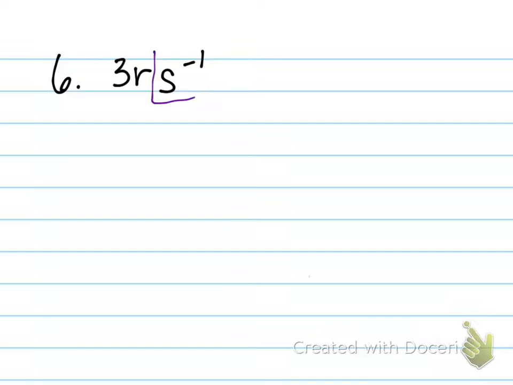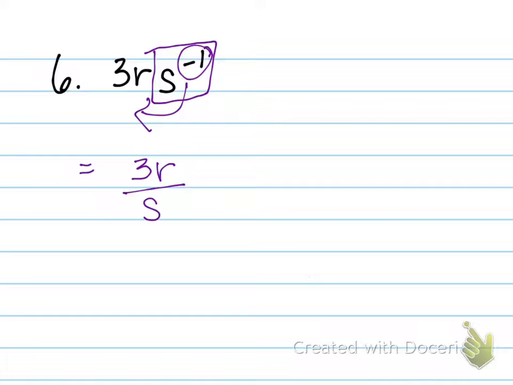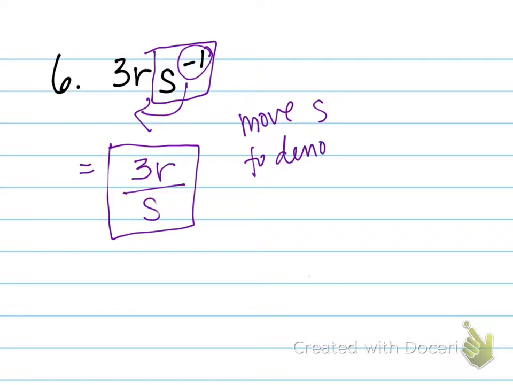Number 6, same thing. Here's a negative exponent, so I'm going to move it to the denominator. And I can write this as 3r over s. S to the 1st power. You don't have to write the 1st power. Just going to erase that. You can just leave it like this. So when I move s to the denominator, it becomes a positive exponent. So exponent becomes positive.